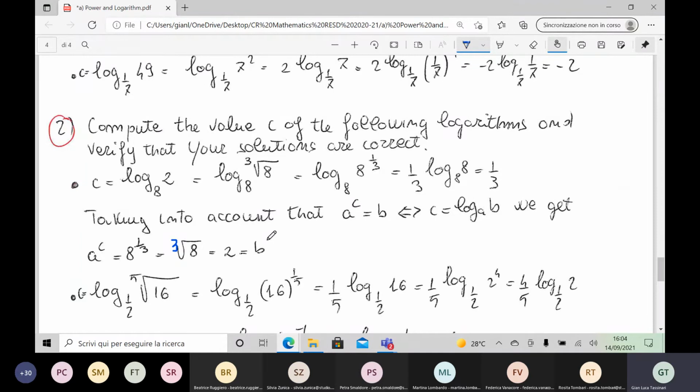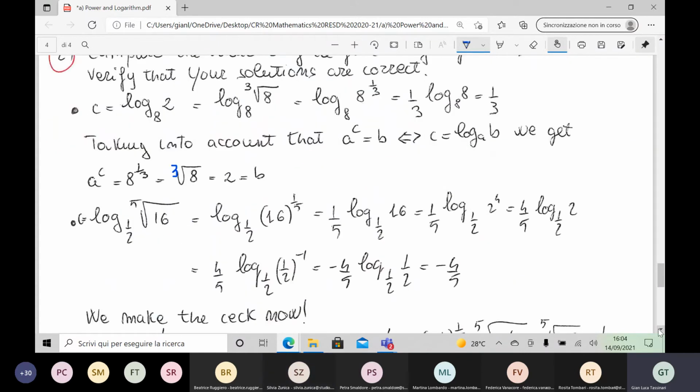Now, the logarithm with basis 1 over 2 of the root of order 5 of 16. First, I want to delete the root. To delete the root, I transform the root into a power. So you can write it as 16 raised to the power 1 over 5. Again, 1 over 5 can be written in front of the logarithm as a multiplicative constant because it is the exponent of the argument. Now, one who is really smart can do everything in one step. Since I'm not smart, I do it in several steps.